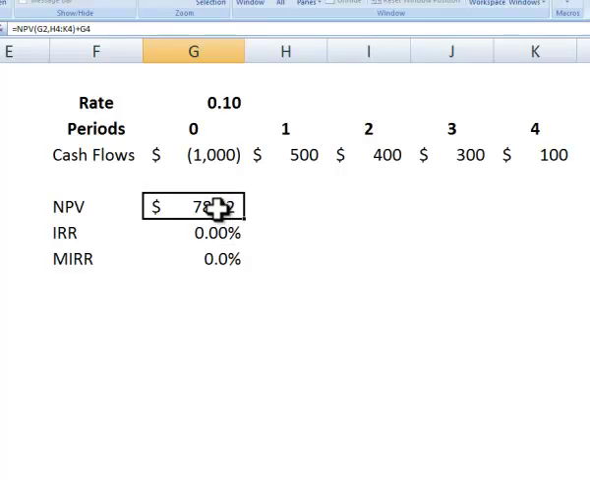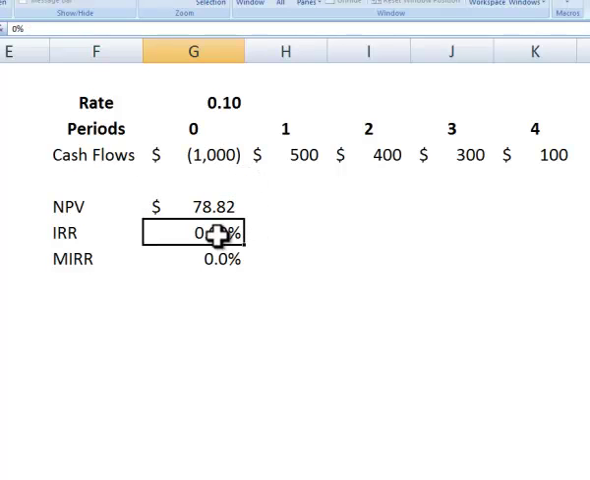So the real key to this, if you look up here in the formula bar, is that after you enter the rate, you don't take as your values year zero forward. You only take the future values, and then you add in the negative year zero, which is a little counterintuitive from what we did on the calculators.